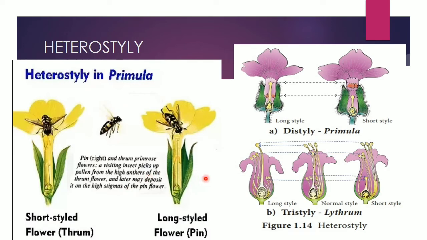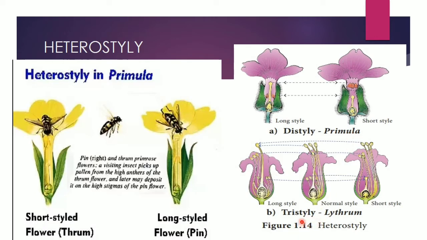Here see distyle, that means 2 types of style. Here this style is longer, with the stigma over here. Here the style is shorter. Here the style is longer and the stigma over here, and here you can see the anther is shorter. Here a short style and stigma over here, and here the stamens are larger. So this is distyle.